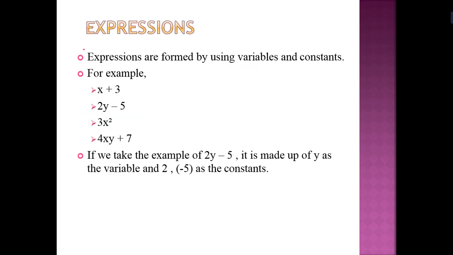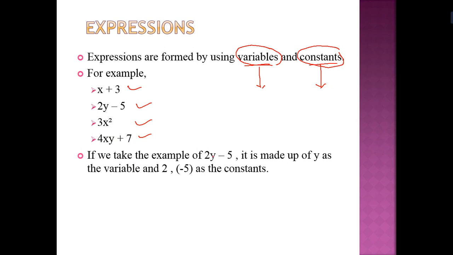Now, what is the meaning of expression? Expressions are formed by using variables and constants. So for any algebraic expression in maths, we use variables and constants. Now we have to see what is a variable and what is a constant. For example, x plus 3 is one type of expression. 2y minus 5 is also an expression. 3x square is also an expression. 4x plus y, 4xy plus 7 is also an expression. That is related with your text.